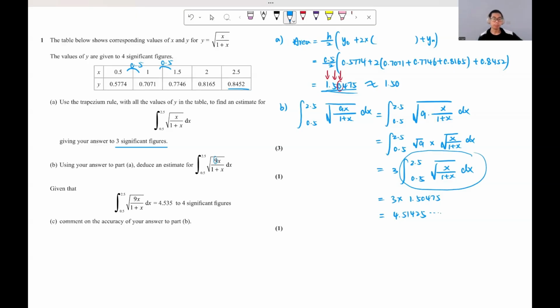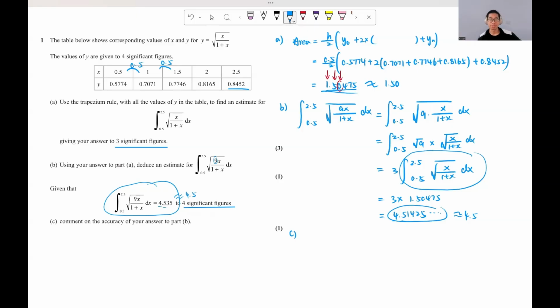Okay. And then for part C, given that this is equal to 4.535 to 4 significant figures, they want us to comment on the accuracy of the answer to part B. The answer we have is 4.51425, and this one is 4.535. The first digit is the same, the second digit is also the same, the third one is not. So if we round this one to 1 decimal place, that would be 4.5. If we round this one to 1 decimal place, it's also 4.5.